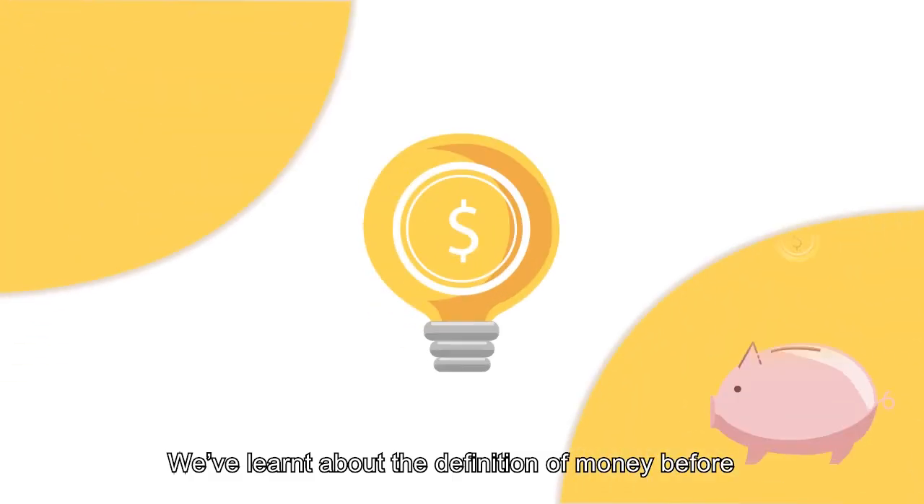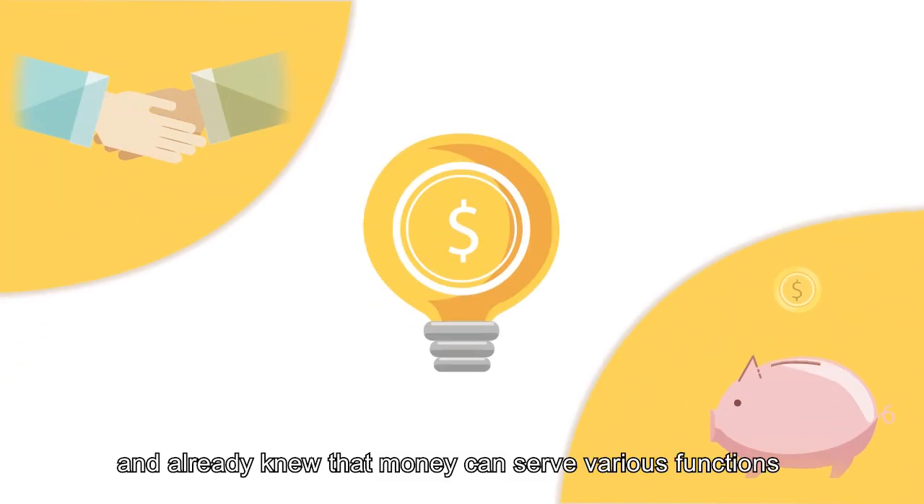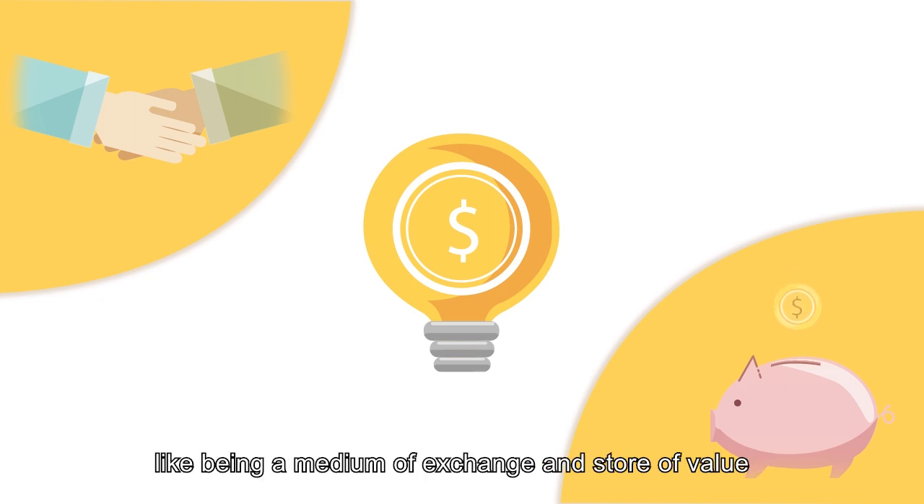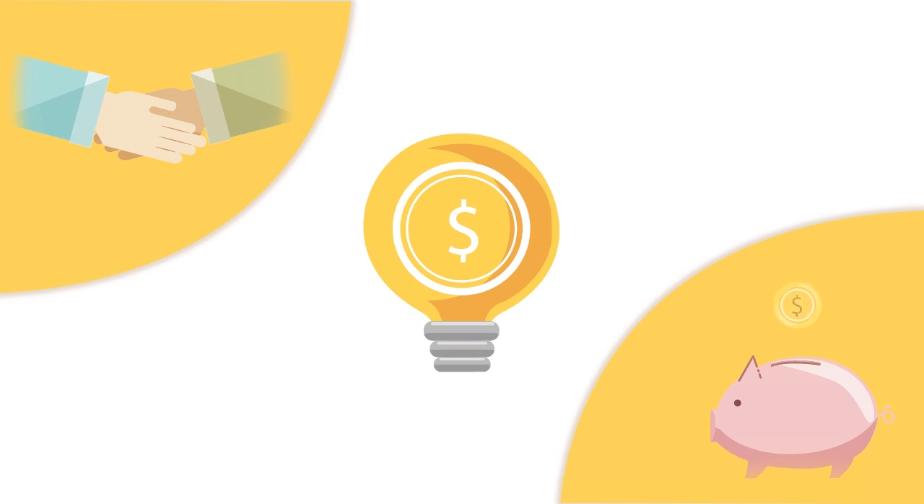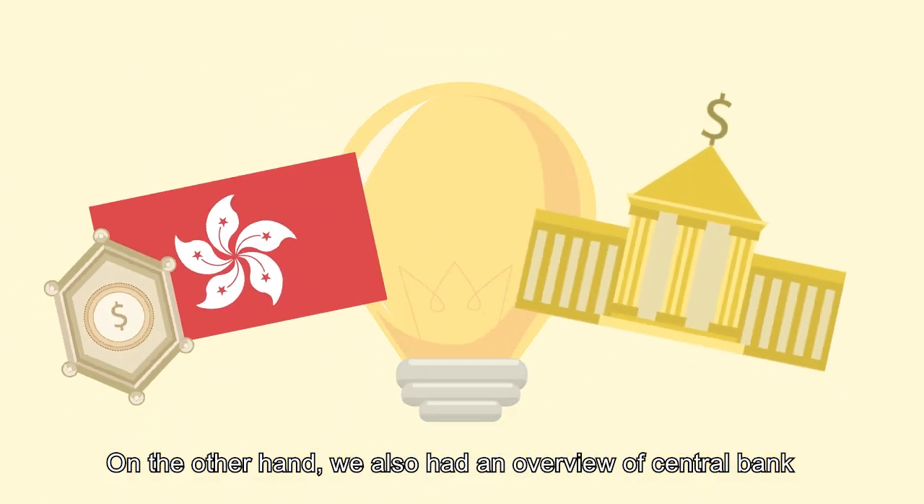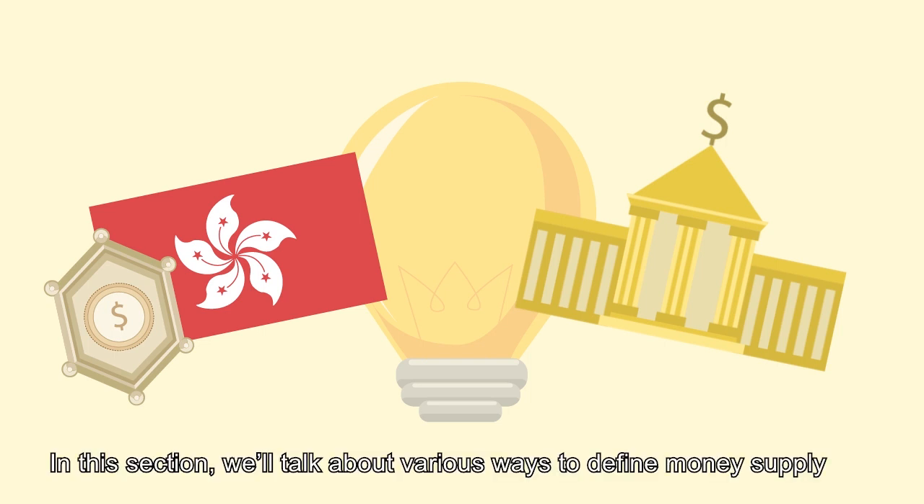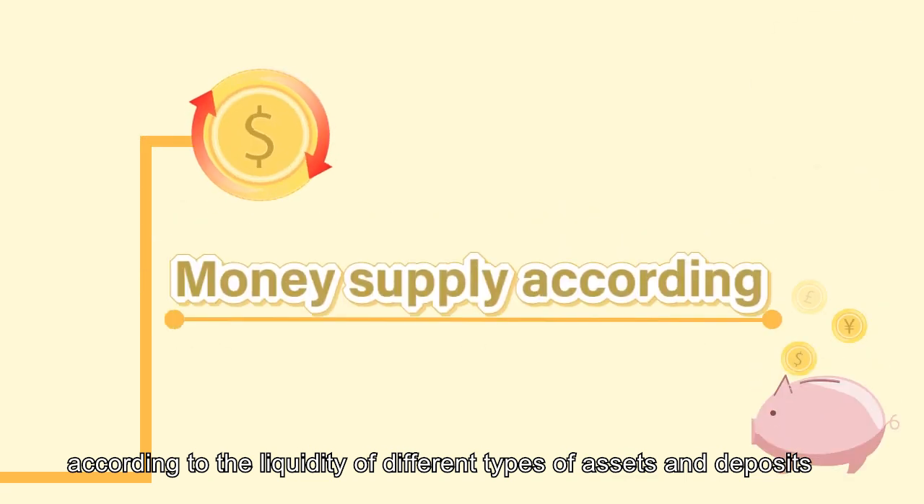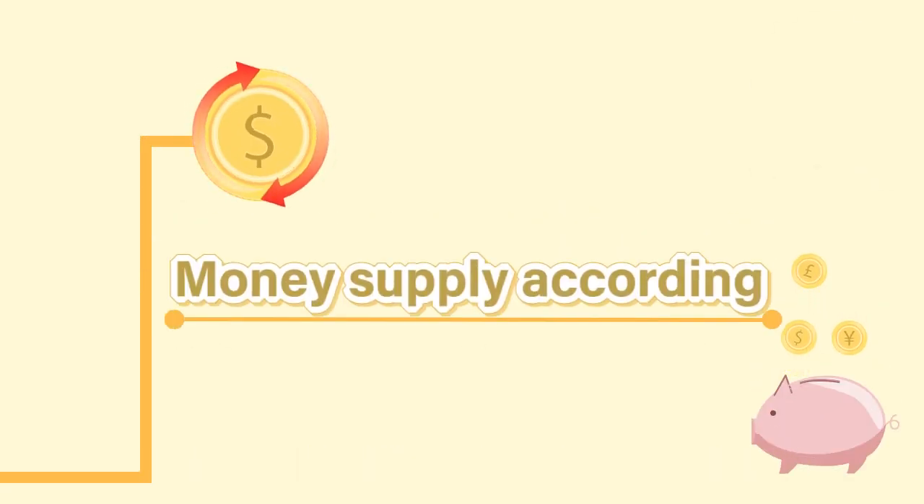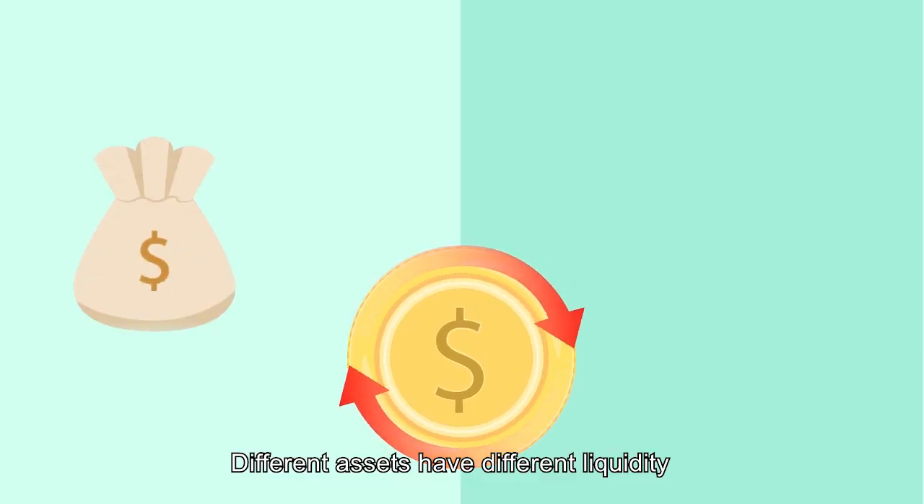We've learned about the definition of money before and already knew that money can serve various functions, like being a medium of exchange and store of value. On the other hand, we also had an overview of the central bank and the three-tier banking system in Hong Kong. In this section, we'll talk about various ways to define money supply according to the liquidity of different types of assets and deposits. Different assets have different liquidity.